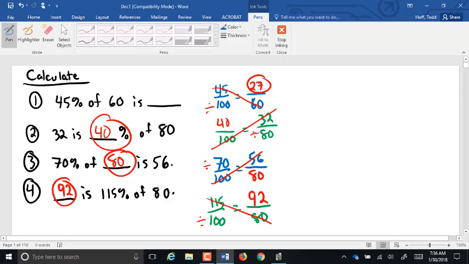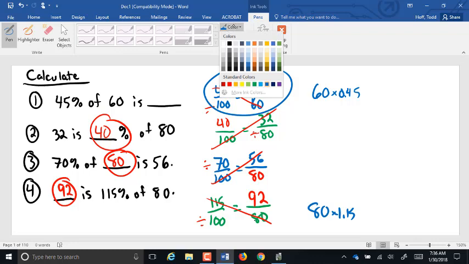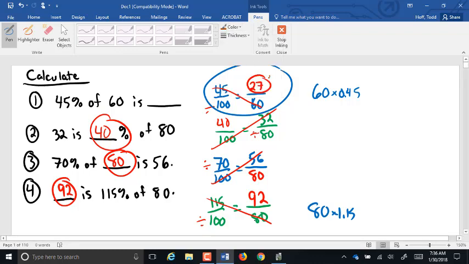Yes, that would work. In fact, this one would have been the same way. You could have just done 60 times 0.45. Yep, and here, yes, 80 times 1.15 would have worked. When it's that piece, that portion, which would be the top number in that second ratio, you can always use that rate method by multiplying.